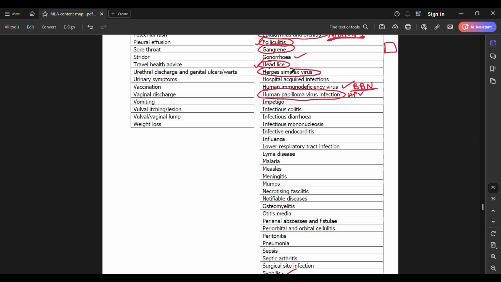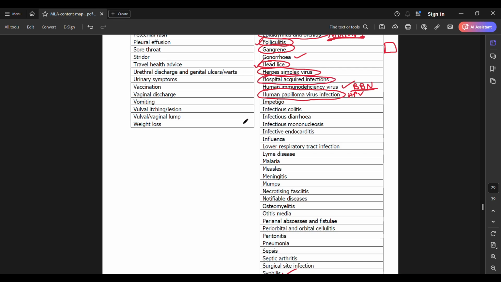Next, you have herpes simplex virus. Know the history, know how it spreads, know what you need to look out for, and also look at oral herpes and what it looks like. So look at pictures of herpes simplex as well. Okay, next you have hospital-acquired infections.